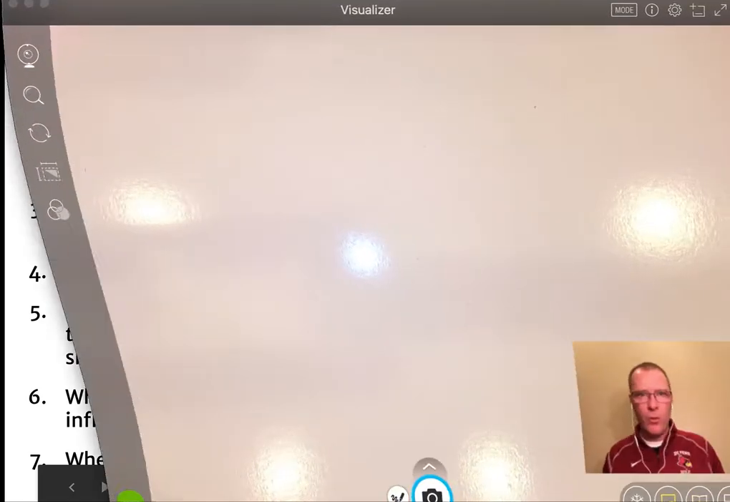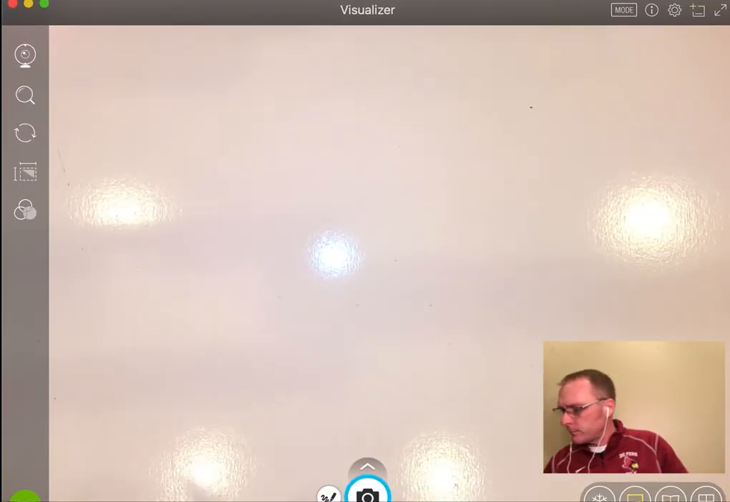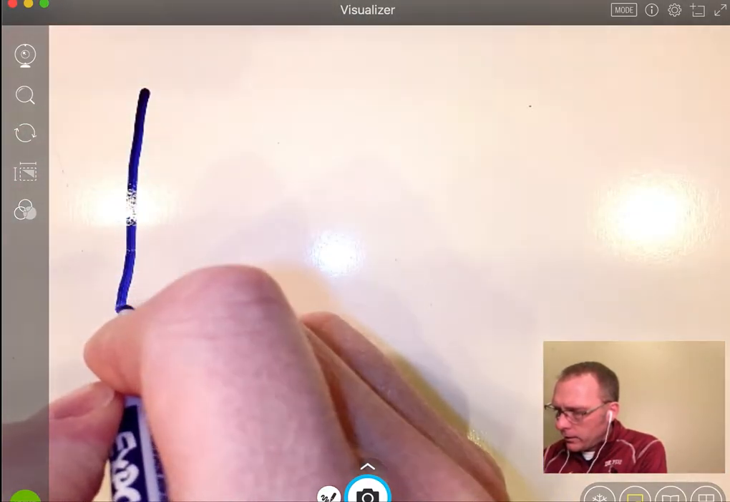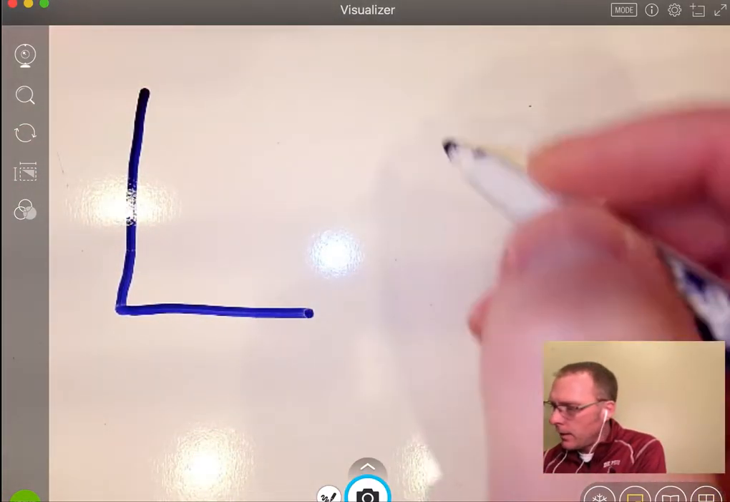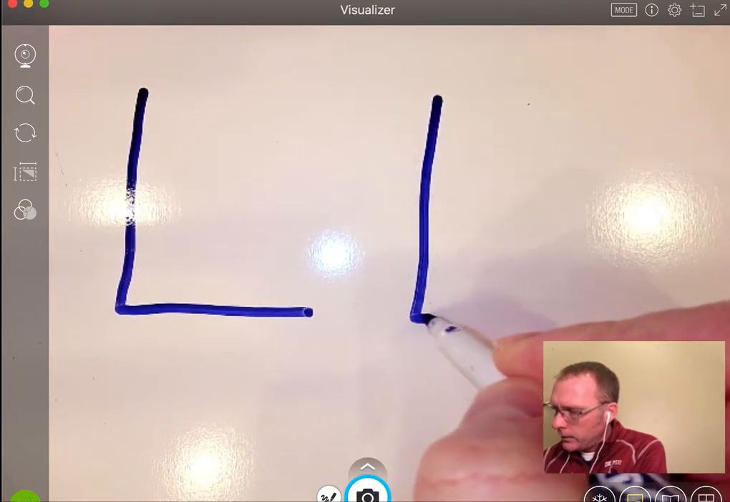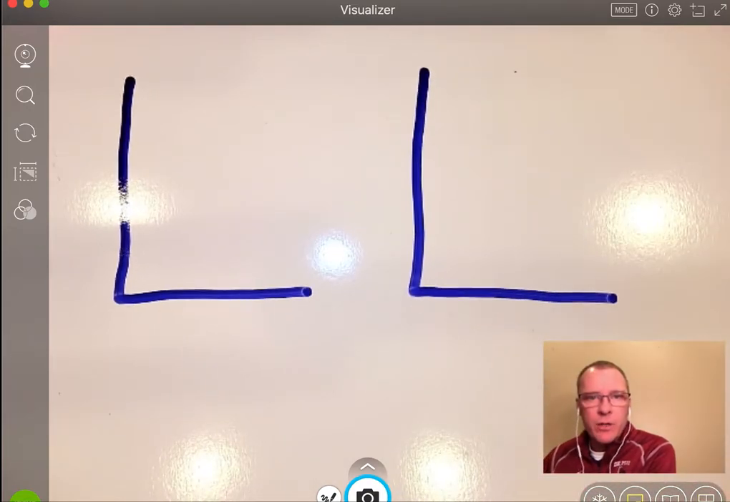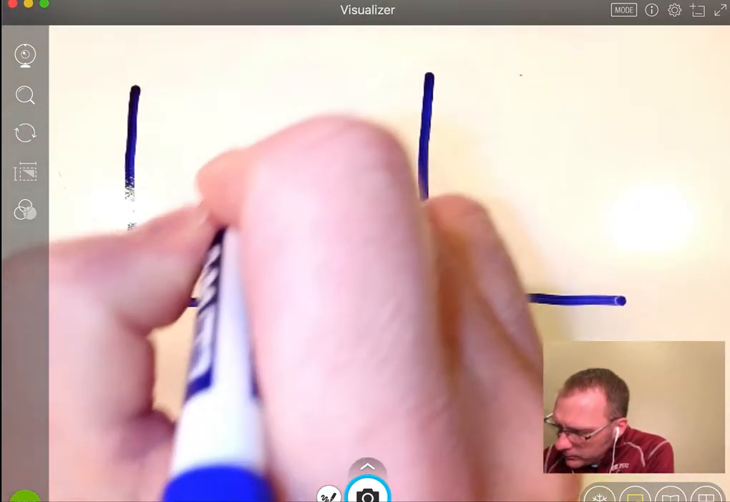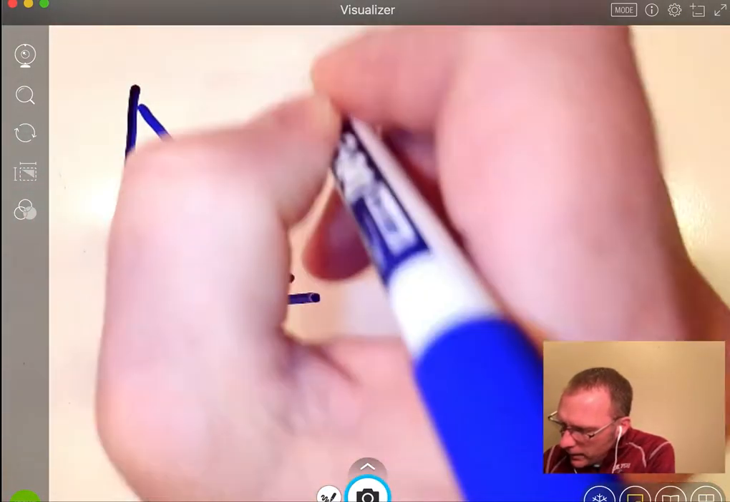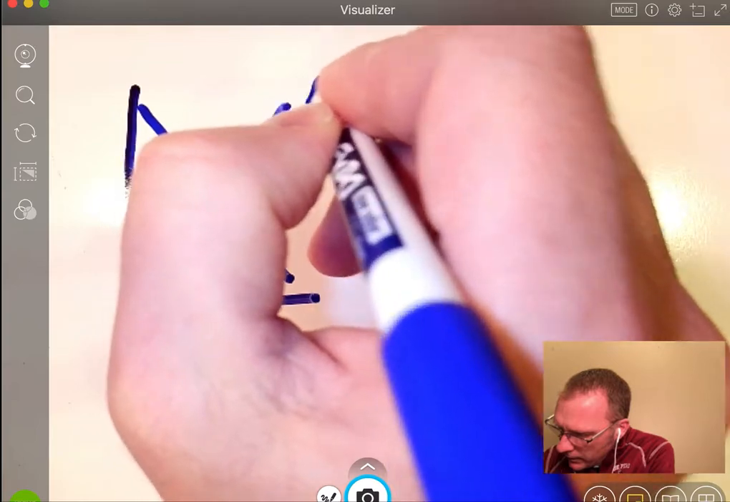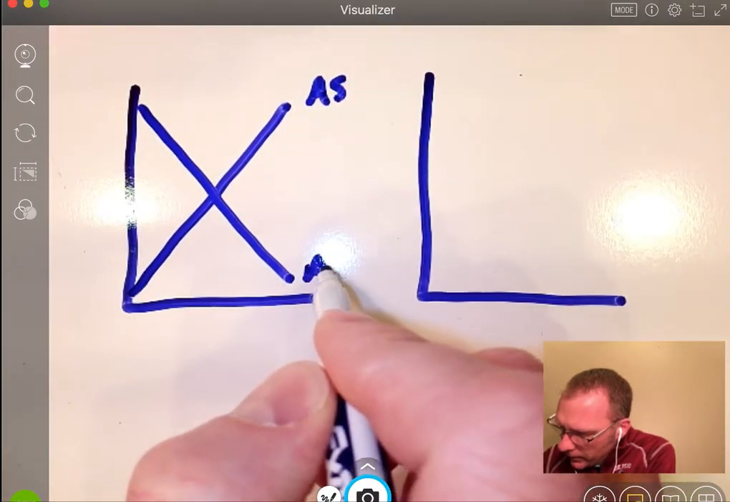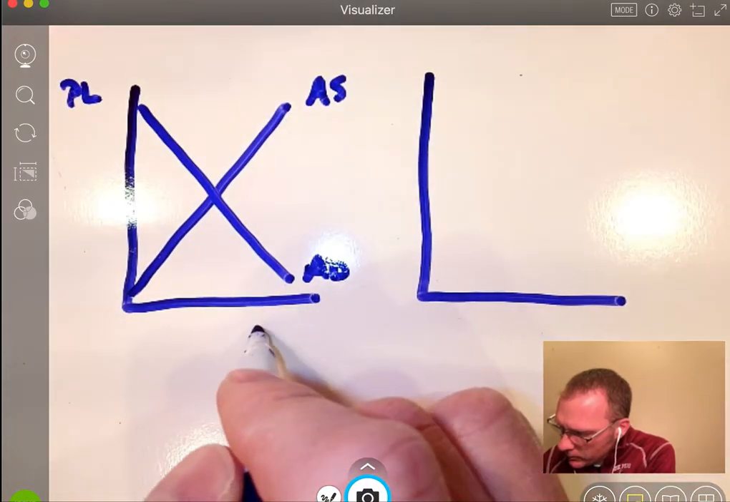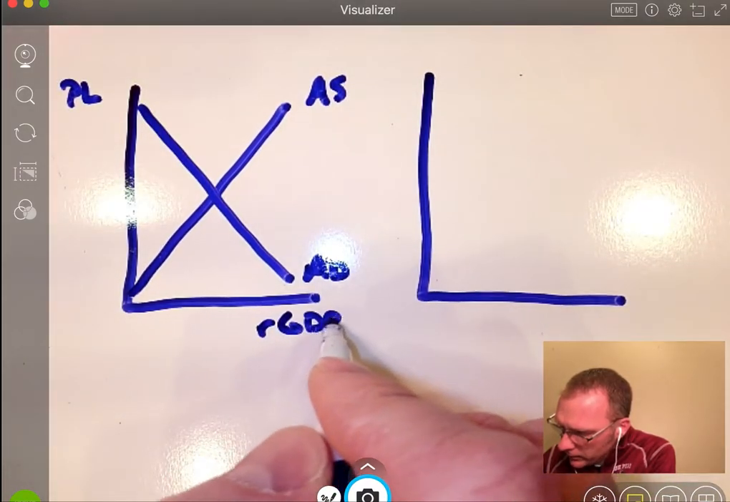If I go to my whiteboard here and I look at aggregate supply and aggregate demand. So here is my aggregate supply, aggregate demand. This will be my Phillips curve. So as I'm looking at these two graphs right here, aggregate supply, aggregate demand, here's my graph, right? Here is my aggregate supply. Here is my aggregate demand. This is my price level. This is my real GDP.